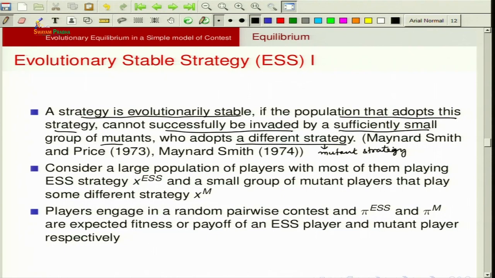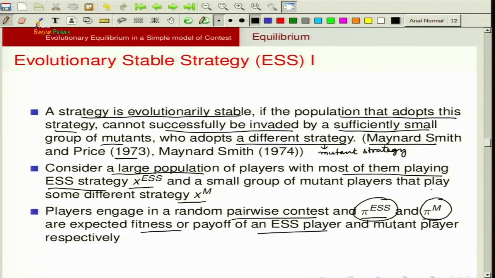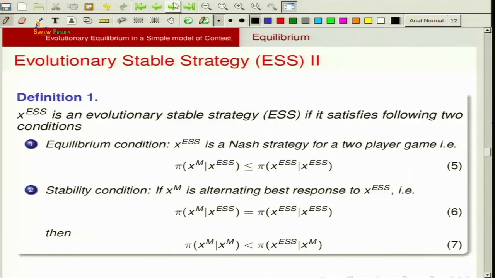This definition was given by Maynard Smith and Price in their seminal paper in Nature. Basically, if we consider a large population as they did in their model, suppose most of them are playing an ESS strategy, that is X ESS, and then a small group of mutant players comes in and plays some different strategy XM. Players engage in a random pairwise contest, and pi ESS and pi M are the expected fitness or payoff of an ESS player and of the mutant player.